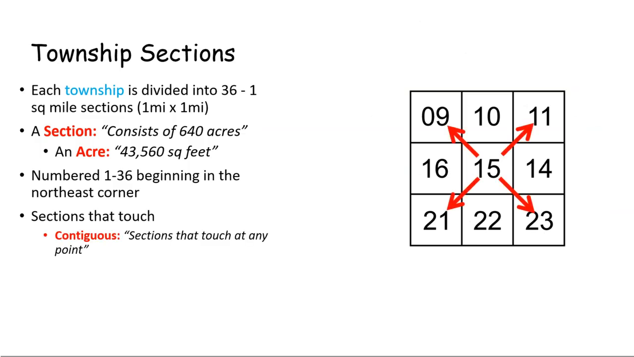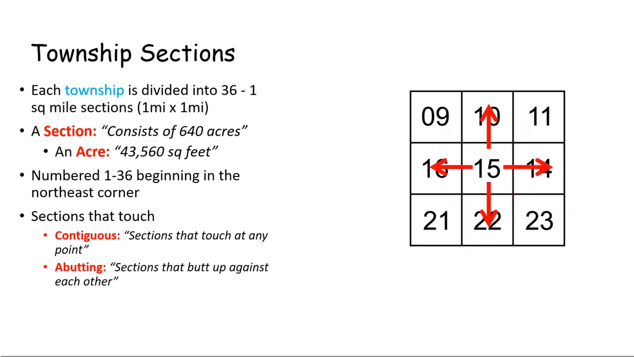Now, if you have sections that touch, they're contiguous. They're touching at any point. So section 15 is contiguous, or touching, section 11, 9, 21, and 23. Yes, it's even touching at those bare corners. You might see the term abutting. Sections that are butting up to each other are known as abutting. So in this case, section 15 is abutting sections 10, 16, 14, and 22.